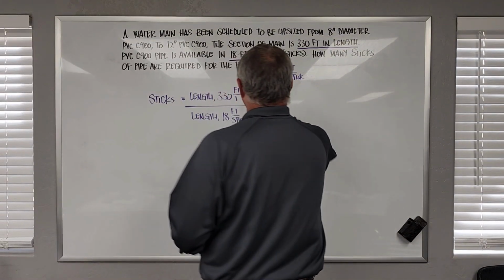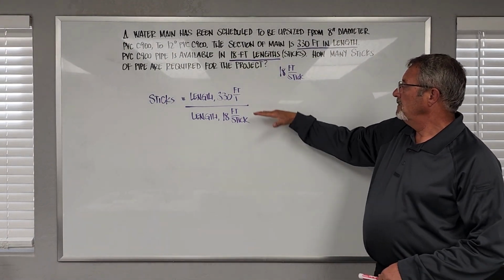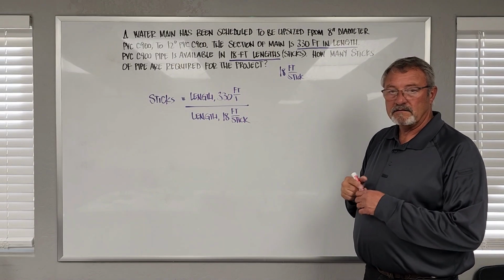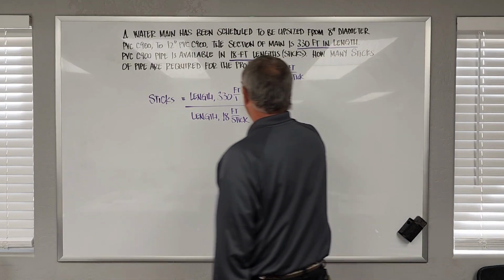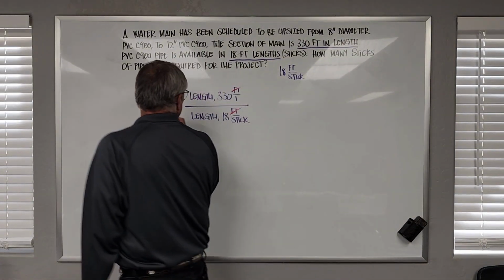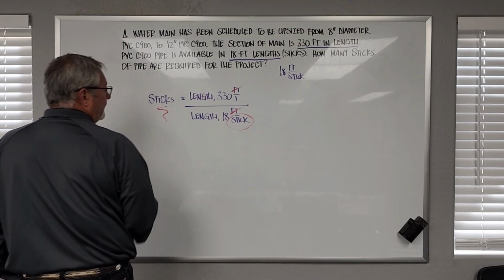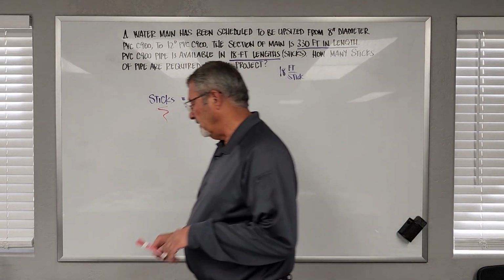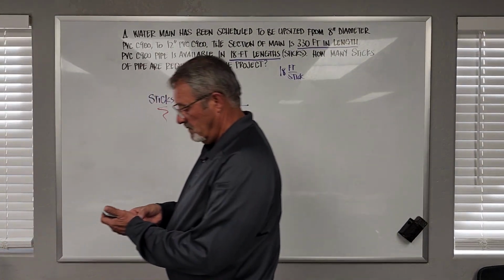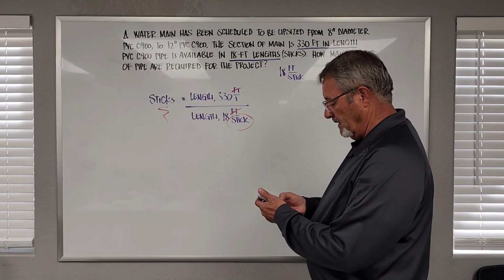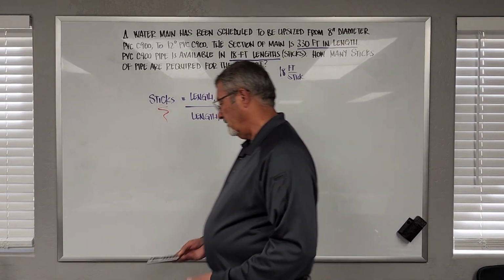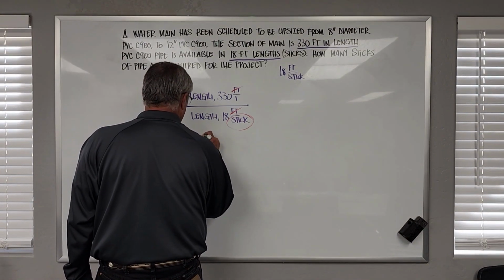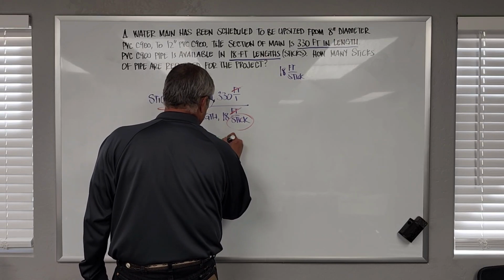So now, because foot is above the division line here, and then foot is above the division line here, now I can cross cancel and get rid of the feet unit of measure. Take that one out, take that one out. I'm left with stick, and that is the unit of measure I'm looking for. All right, so let's take 300, divide that by 18-foot sticks, and we're going to get 16.66 sticks.